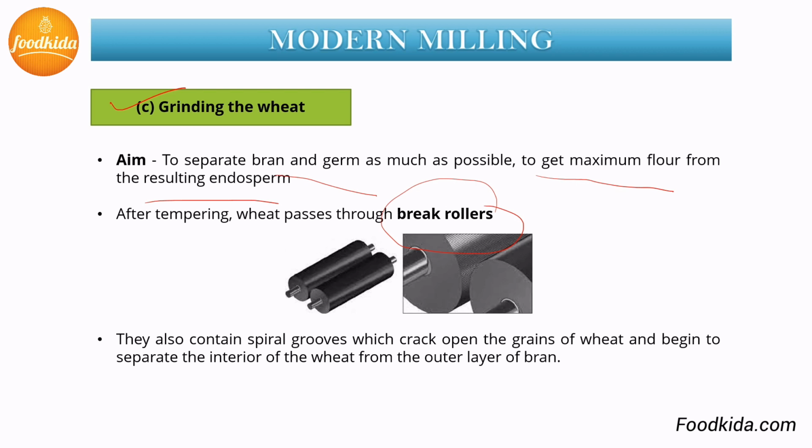So there are a number of rolls through which wheat is passed. It may be up to 4 to 5 times, and after passing through the break rolls, the remaining part is passed through the reducing rolls. In the breaking step, break rollers crack open the grains of wheat and begin to separate the interior of the wheat from the outer layer of bran.